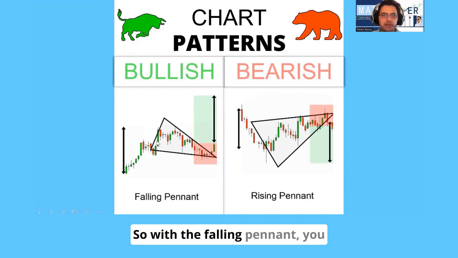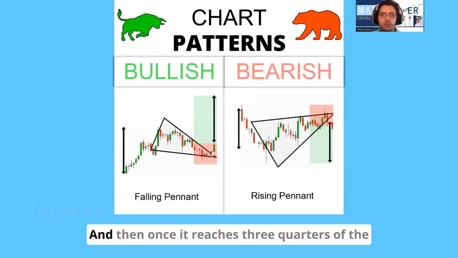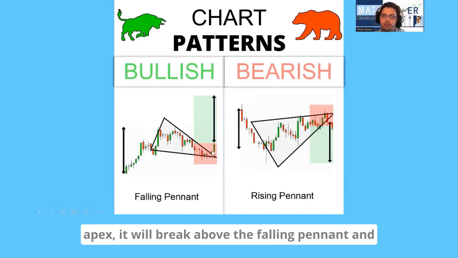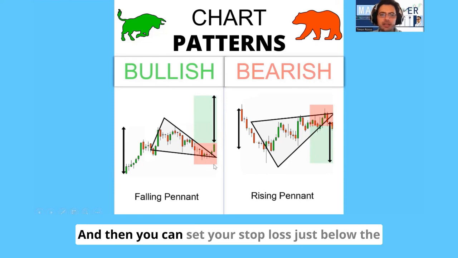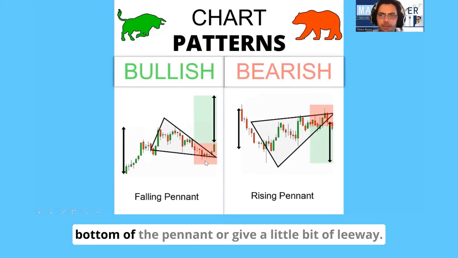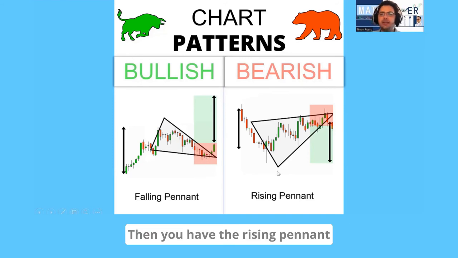So with a falling pennant, you expect the price to move down, and then once it reaches 3/4 of the apex, it will break above the falling pennant, and you expect the price to move up. And then you can set your stop loss just below the bottom of the pennant or give a little bit of leeway. Then you have the rising pennant where you have a downtrend.